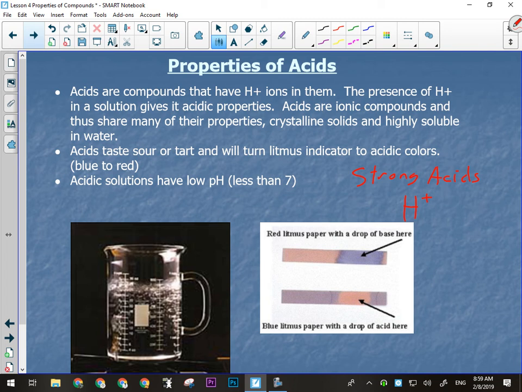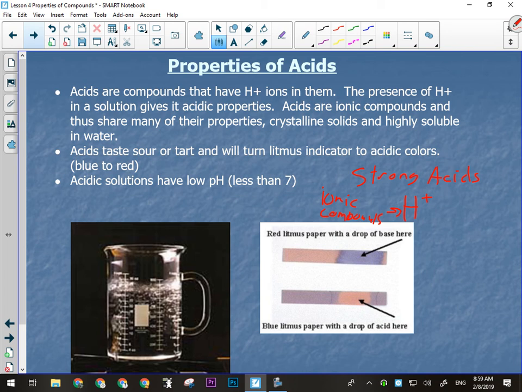Okay. That means that they are all what kind of compounds? All the strong acids. Ionic, because hydrogen is there acting as a metal. Okay, if it has a metal in it, it's an ionic compound. So our strong acids will be ionic compounds that contain H+. All right, so presence of H+ in a solution gives it acidic properties. Acids are ionic compounds, thus share many of their properties. That is, again, strong acids.